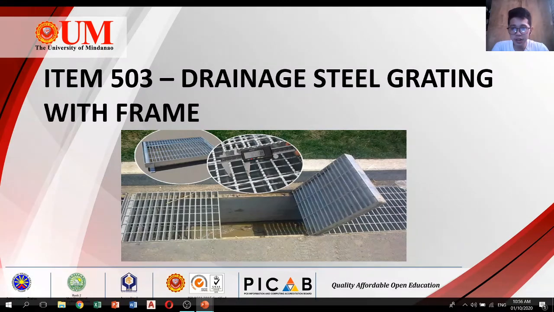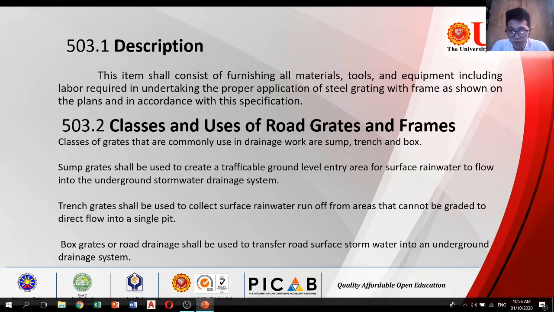Drainage steel grating with frame. So sa pictures muna to ang mga drainage na may mga frame, steel frame. So, description. This item shall consist of furnishing all materials, tools, and equipment including labor required in undertaking the proper application of steel grating with frame as shown on the plans and in accordance with the specification.